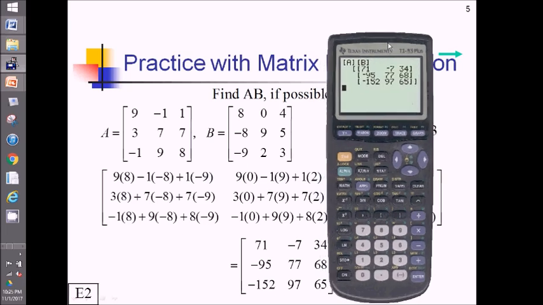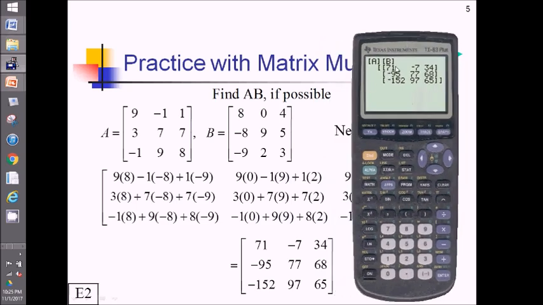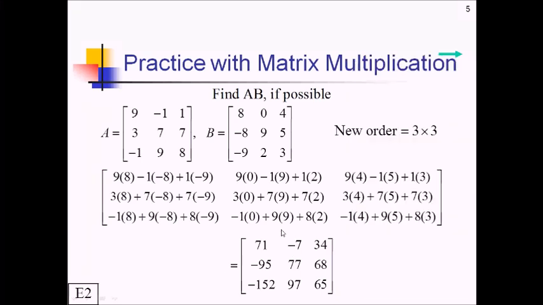Oh, look at that. So let me move this over here. So we have 71, negative 7, 34. And the rest of these numbers, it looks like, match up. Hey, how about that? That was way faster. So that's the process for multiplying matrices.